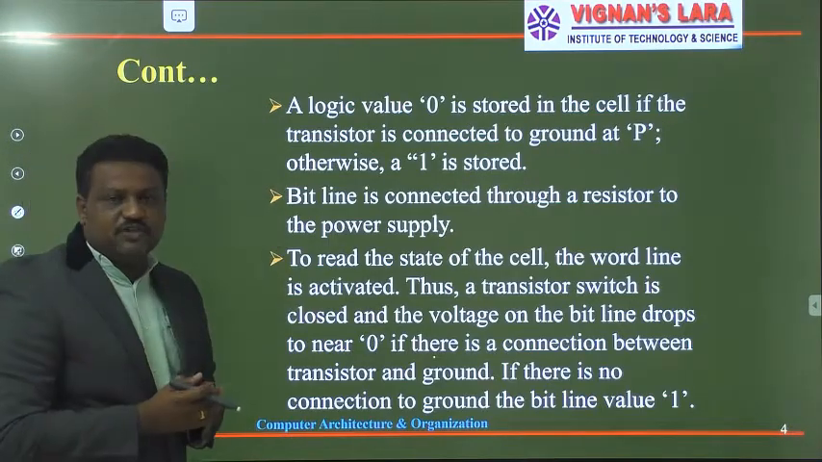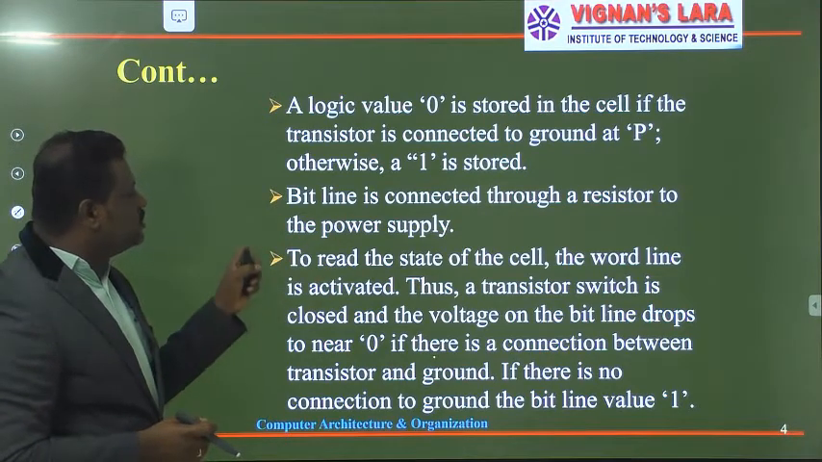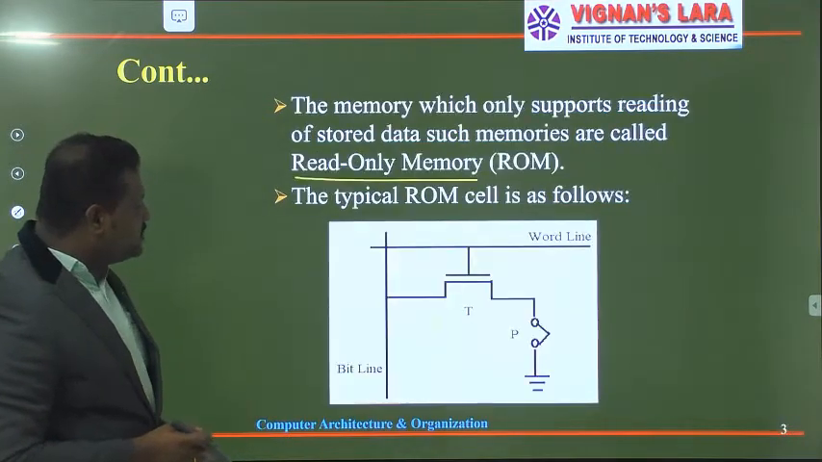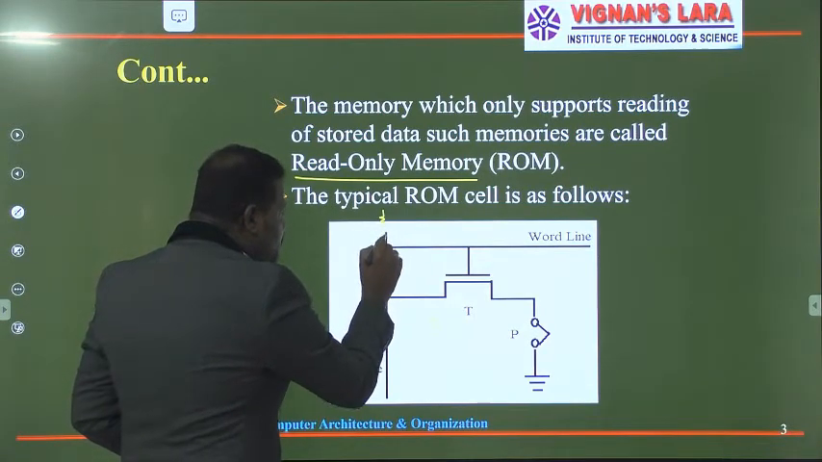That is what I am saying as the first point. The bit line is connected through a resistor to the power supply. That means this is your bit line, and this bit line is connected to VCC.